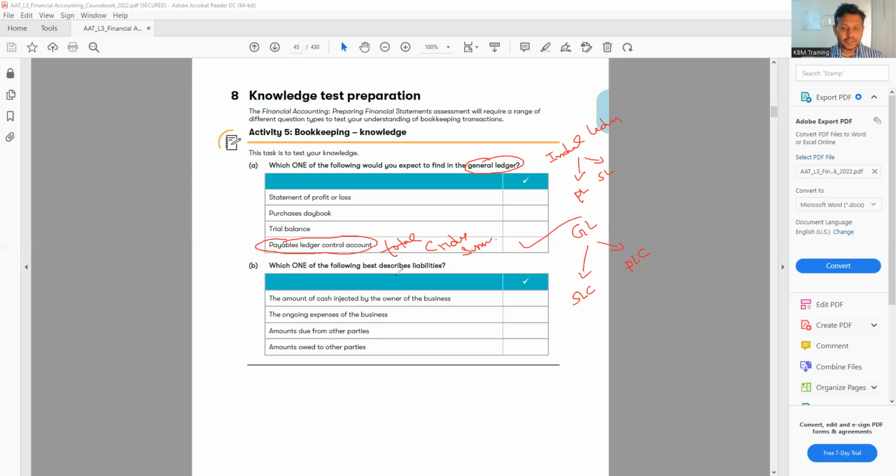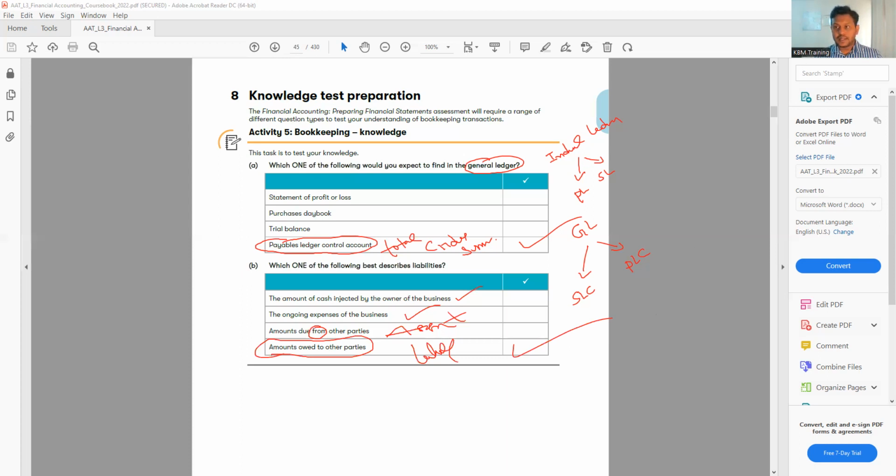Which one of the following best describes liabilities? Liabilities means an obligation I have to pay to a third party. The amount of cash injected by the owner, no, this is capital, isn't it? Ongoing expense, no, it's an expense. Amount due from other parties, be very careful, from, no, it's not from. If it is due from other parties, this is my asset. Amount owed to other parties, this is the one. I have to pay something to the other parties. This is my liability. This will be that one.